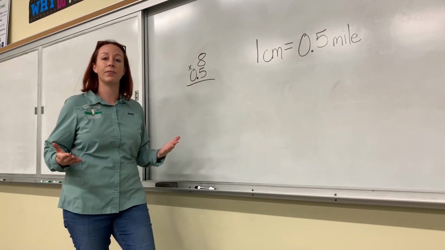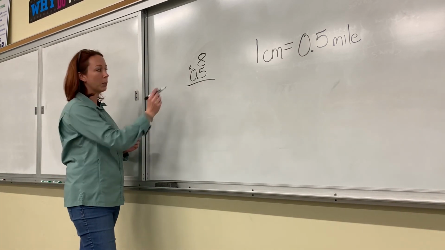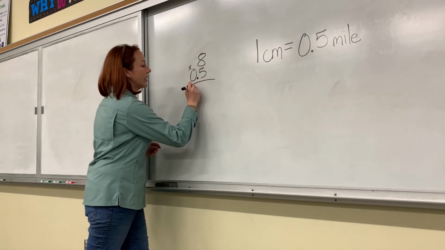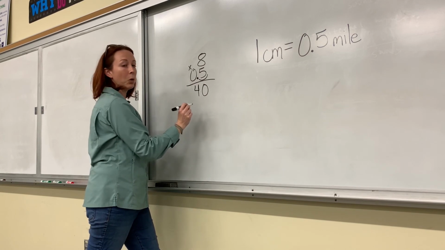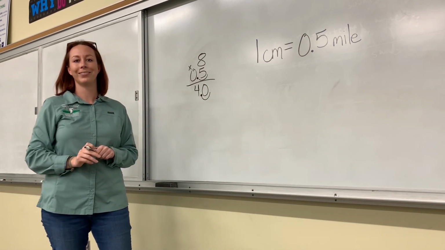Let's do 1984 together. 1984 measured 8 centimeters, and we're multiplying it by 5/10. So 5 times 8 is 40. We count our decimal places, which is 1. So our answer is 4 miles.